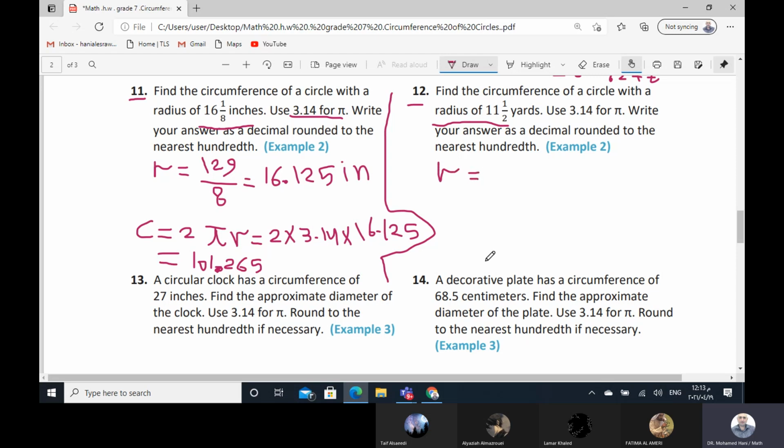Great, thank you. So as you see here, we have the radius of 11 and a half. Change it to a fraction. 11 times 2 will be 22, plus 1 will be 23. Divide by 2 will be 11.5 yards.